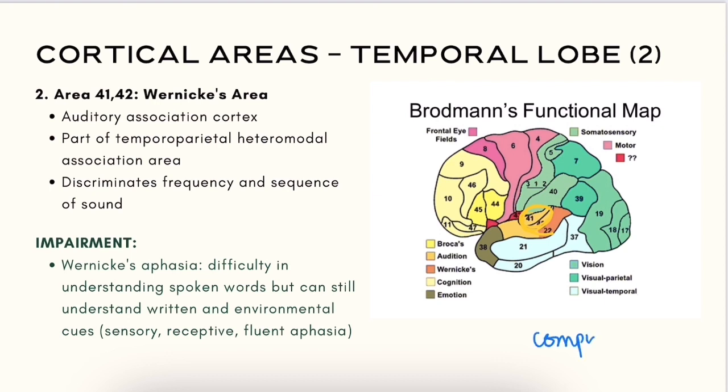That's for comprehension. Now, if we impair area 41 and 42, our Wernicke's area, we would get Wernicke's aphasia. This is difficulty in understanding spoken words, but you can still understand written and environmental cues. So Wernicke's aphasia is sensory receptive fluent aphasia.